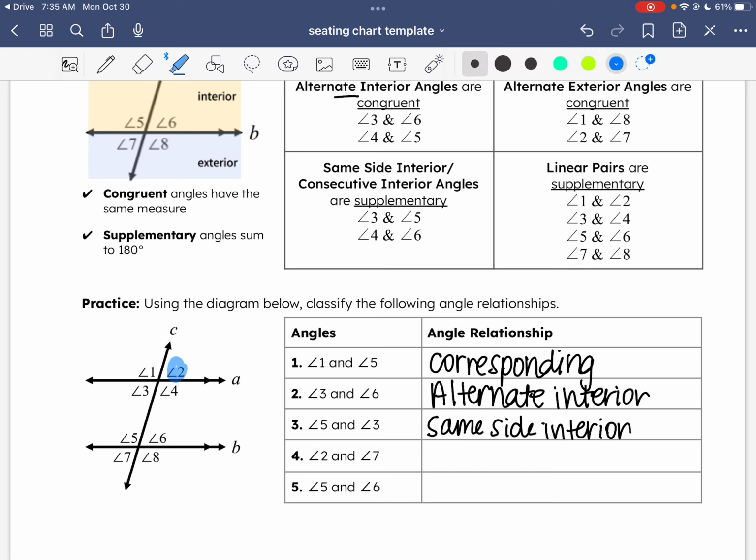Two and 7 are exterior, they're outside the parallel lines, and they are on opposite sides of the transversal, so they are alternate exterior. And lastly, we have 5 and 6, and those two angles, when you add them together, they form a straight line. They add to 180. Those are a linear pair.